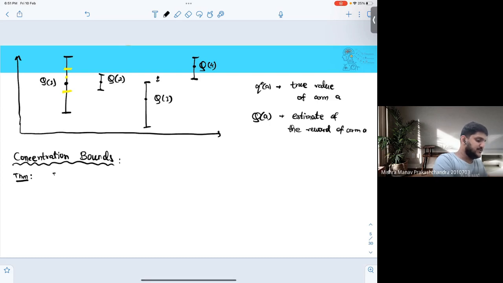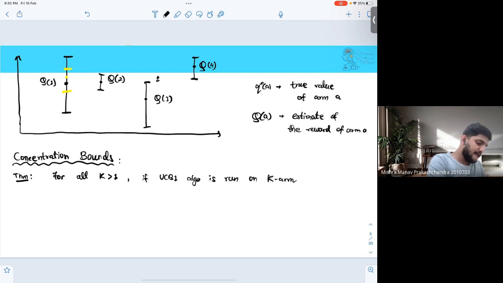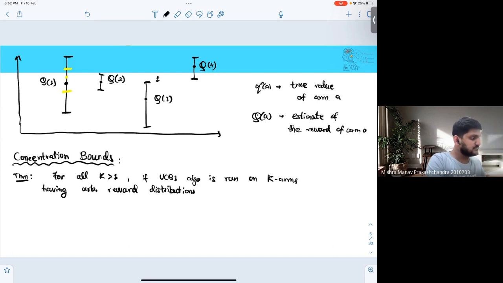for my UCB1 algorithm, for all k greater than 1, where k is the total number of arms, if the UCB1 algorithm is run on k arms having arbitrary reward distributions between 0 and 1. Okay, so my reward distribution, I scale it between 0 and 1.